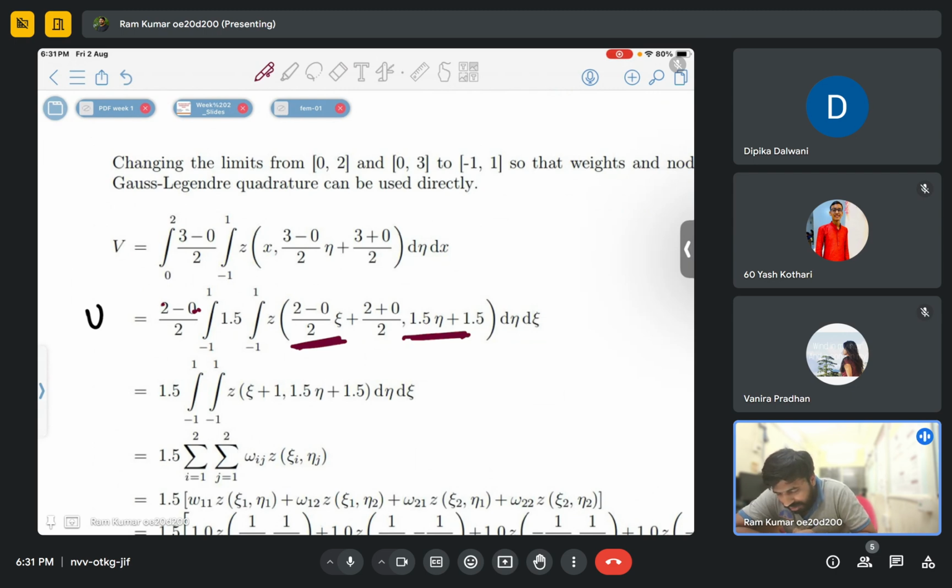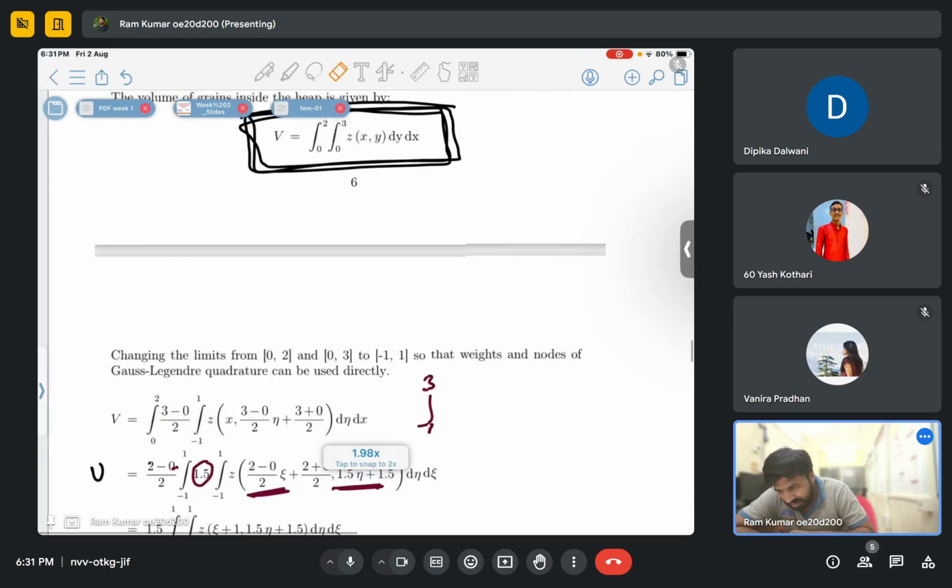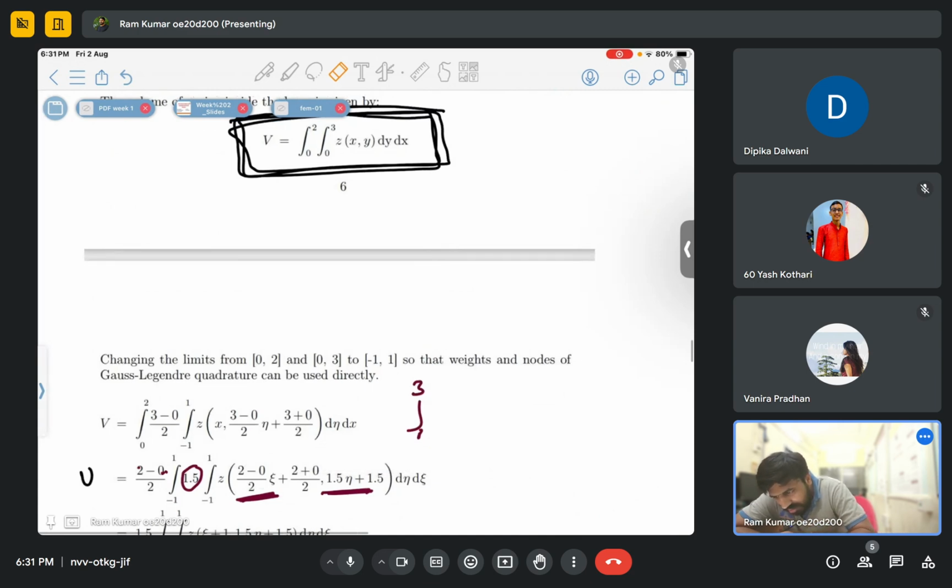Fine. Then again, this is 1.5. How will 1.5 come? We are having 0 to 3 now. So 3 minus 0 by 2, it will be 1.5. It will be then again minus 1 to 1. Okay, this is fine. So I will write here b equal to 0 to 2, 0 to 3, z(x, y) dy and dx.